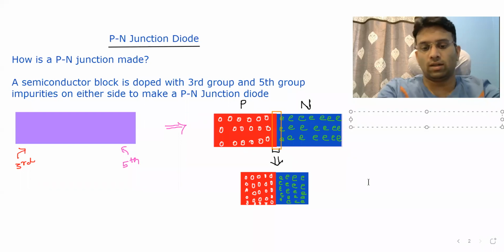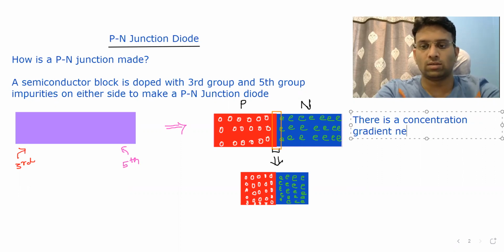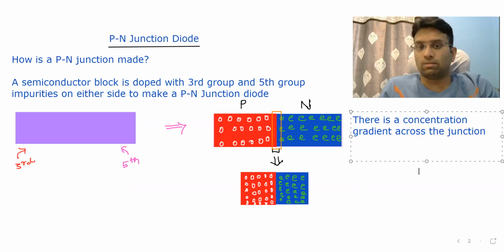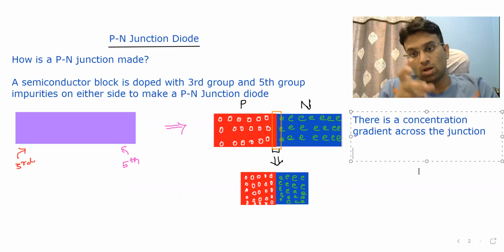So let me write here. There is a concentration gradient across the junction. This gradient is what we have created by doping the two sides differently. Okay.